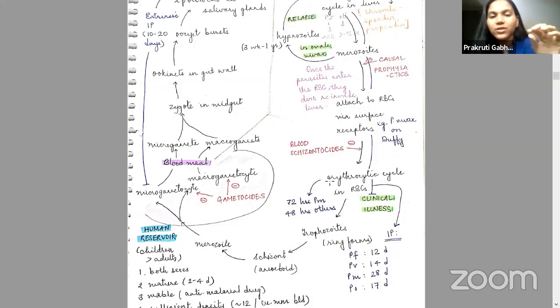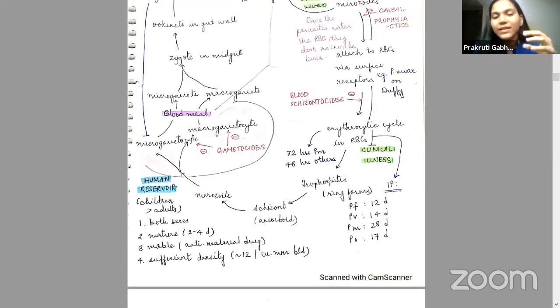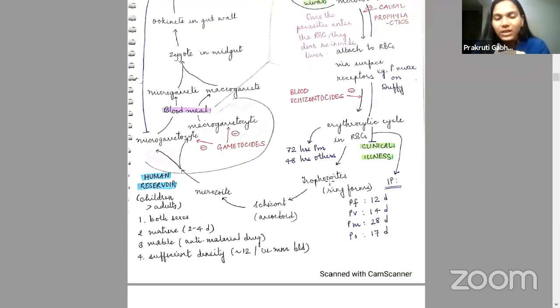Now, talking about a human who contains the macrogametocyte and microgametocyte, he will be known as a human reservoir, because he's kind of storing the infection for other humans to carry forward. So that's what you call a human reservoir. The probability of a child being a reservoir is much more than that of an adult. And there are certain criteria that you need to fulfill to become a reservoir.